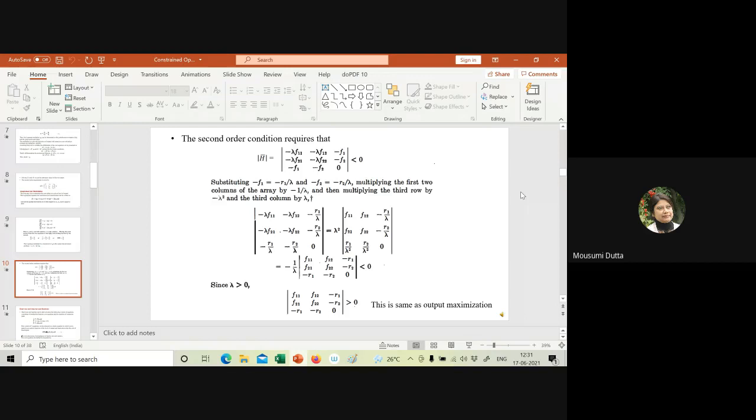To make this point, there is a conversion of the bordered Hessian determinant which we get from the cost minimization part. If I readjust the columns and rows in the right way, we get back the second order condition which we got in the case of output maximization. Any question up to this?